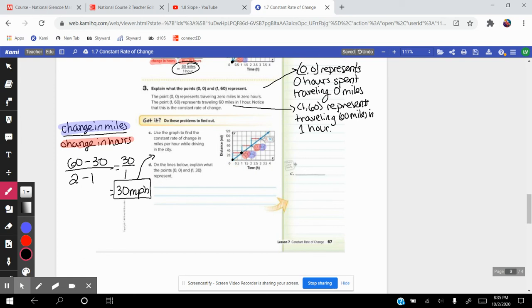Letter D. On the lines below, explain what the points 0, 0 and 1, 30 represent. 0, 0 represents 0 hours spent traveling 0 miles. 1, 30 represents traveling 30 miles in 1 hour.